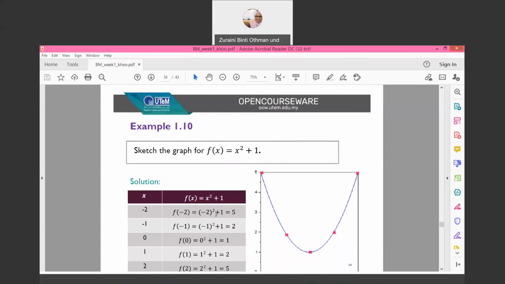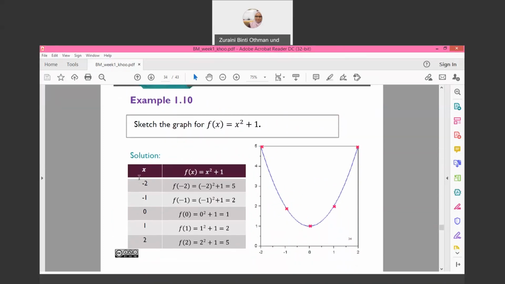Okay, so macam ni lah. Kita kena ada jadual. Bila kita ada jadual, kita letak set number x. X kita contohnya kita nak buat from negative 2 until 2. This is kita yang setkan negative 2, negative 1, 0. This is the skala that we set.